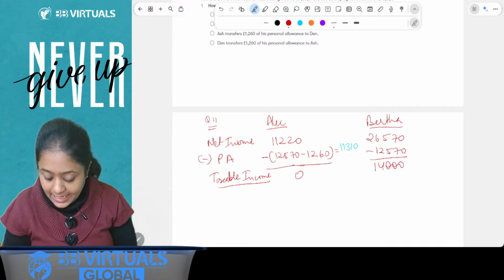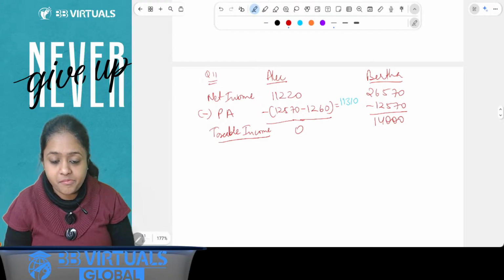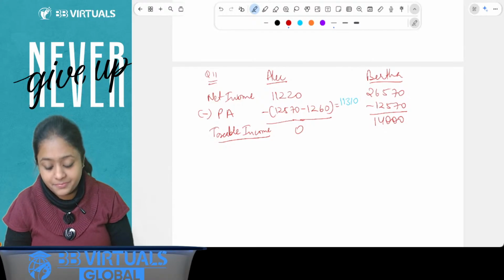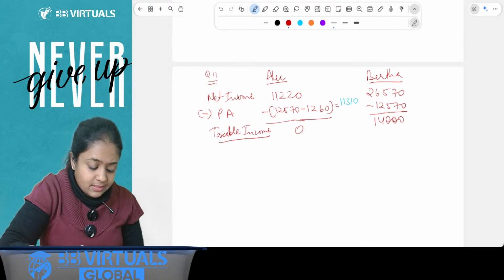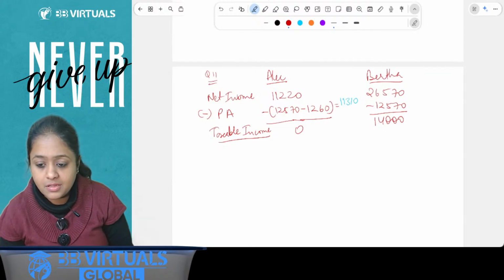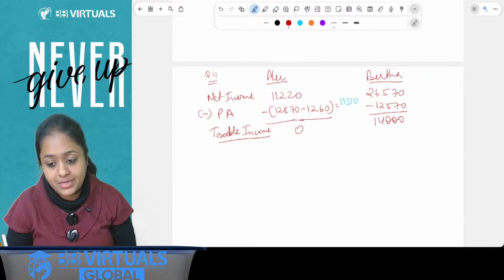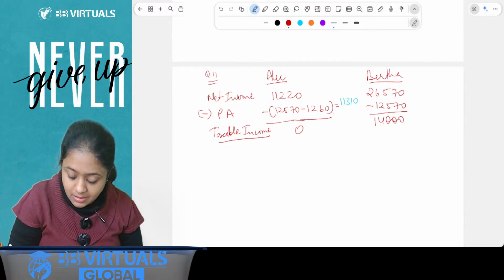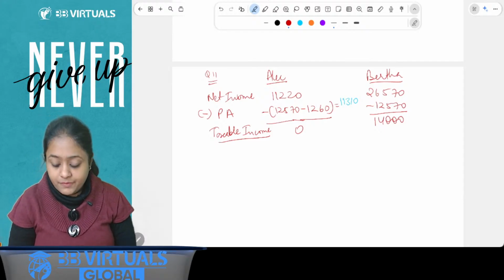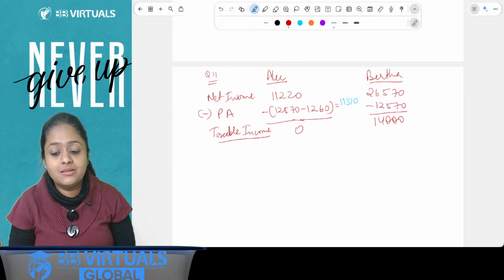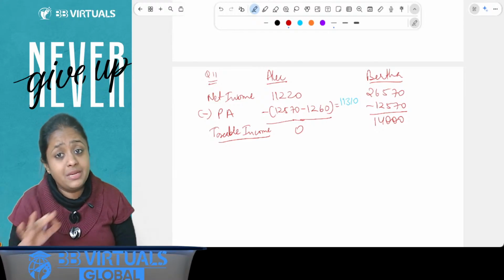Now let's calculate the tax liability. Shankar, are you clear for Alec's calculation? No, I think I've done the correct calculation. 12,570 less 1260 is 11,310. Yeah, PA he can only claim up to 11,220. Absolutely correct. I've just shown it here, but we will claim it for 11,220 so that it becomes 0. I've just shown the calculation here so that it becomes very clear what the final amount is, and your answer cannot be negative.